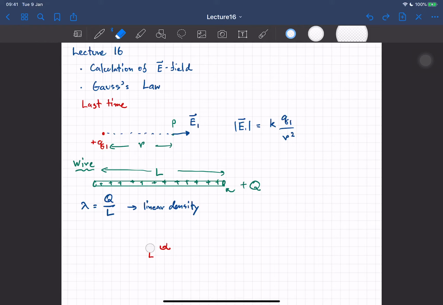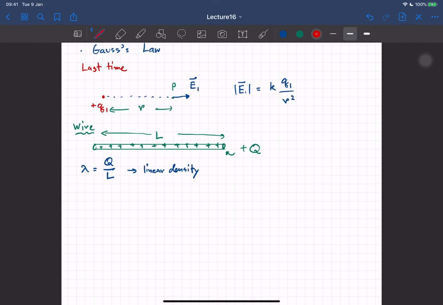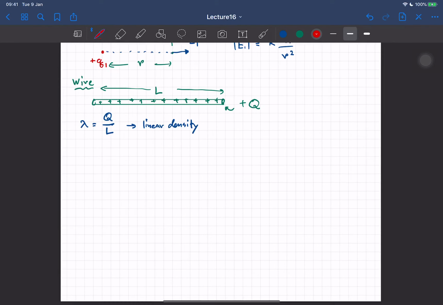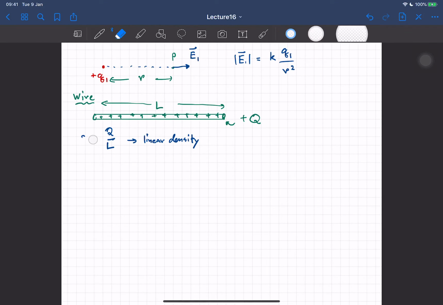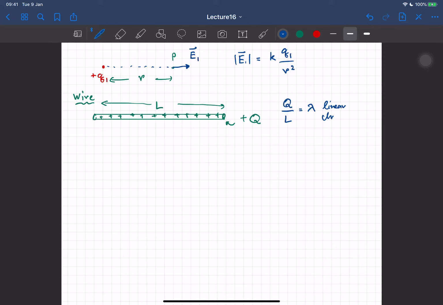Anyway, I'm going to erase this part. Okay, so what do we do then? Well, not only that, I will move this to a different place. So I would say here that Q over L is defined to be lambda, and this is what we call linear charge density.